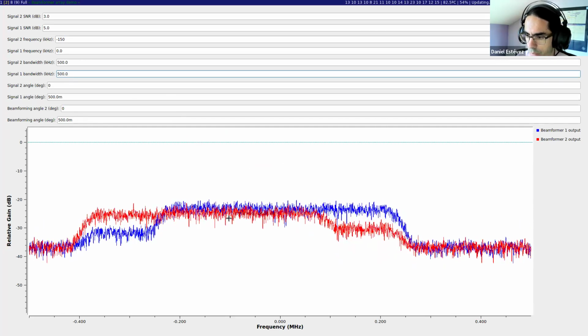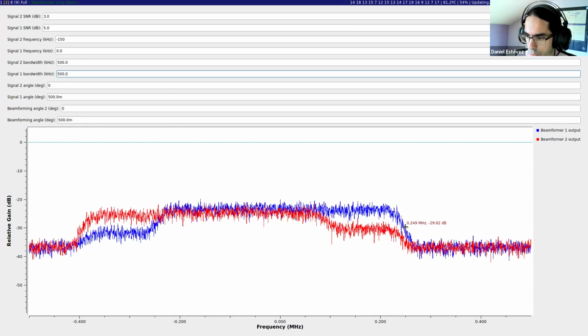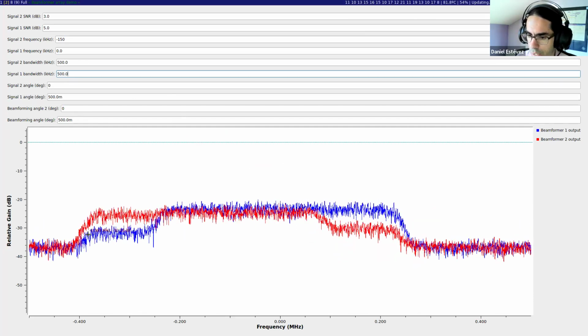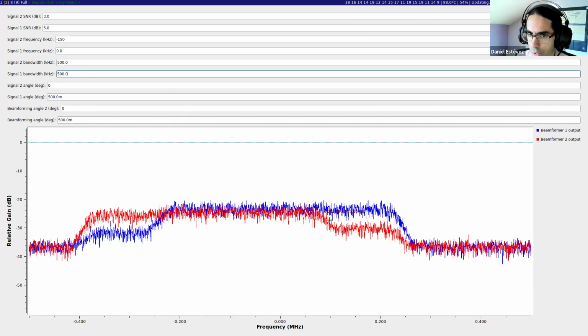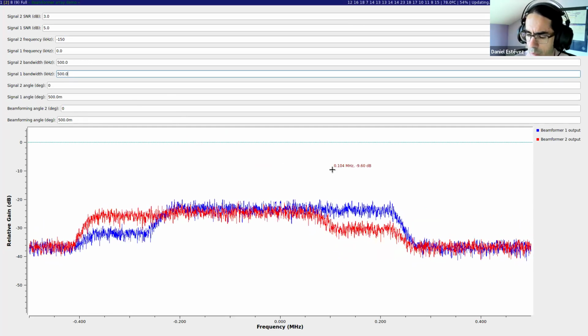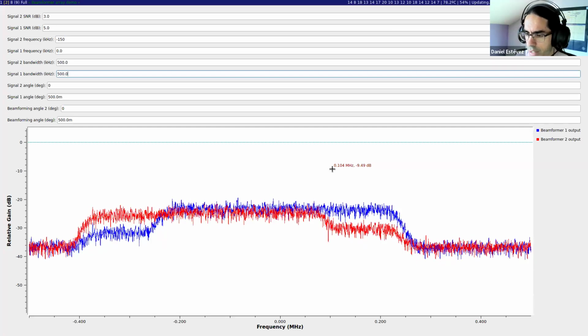So you can see on one of the beamformers, we can see the blue signal better than the red one. And on the other one, we can see the red signal. So that's the point. We can aim to different objects in the sky and separate their signals.